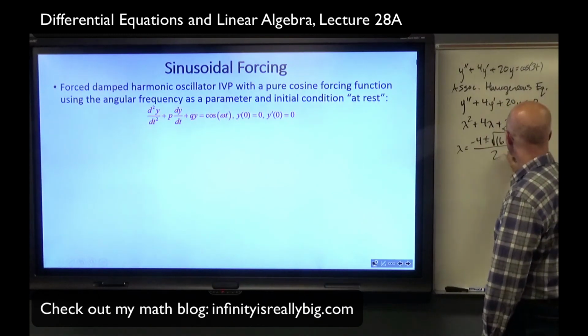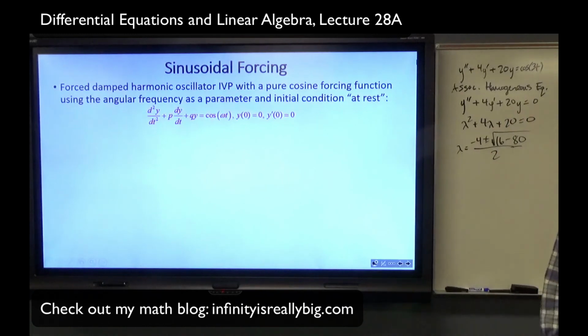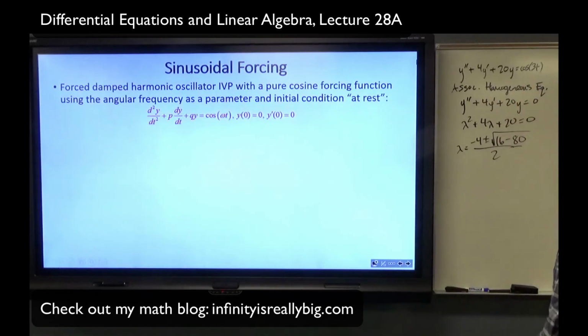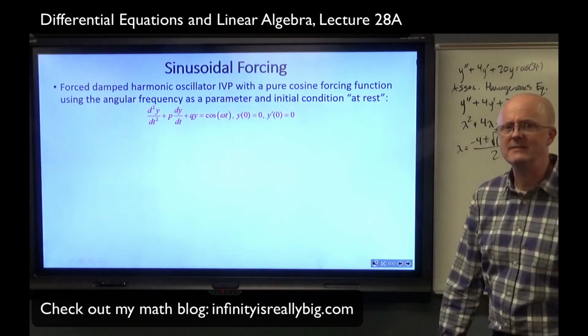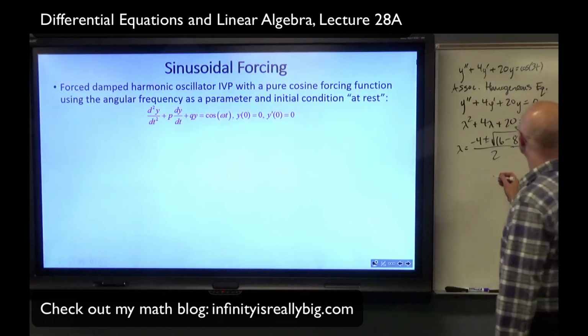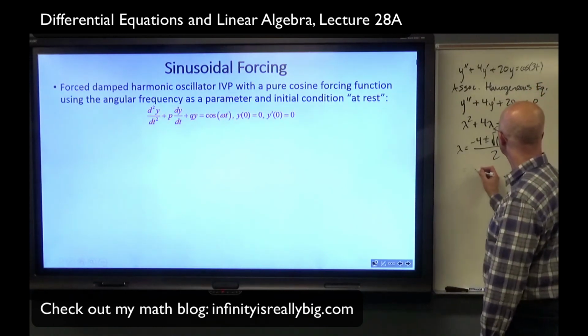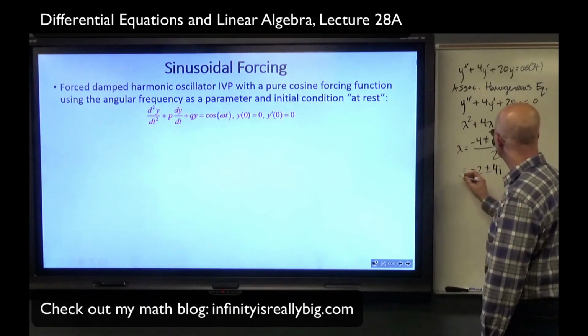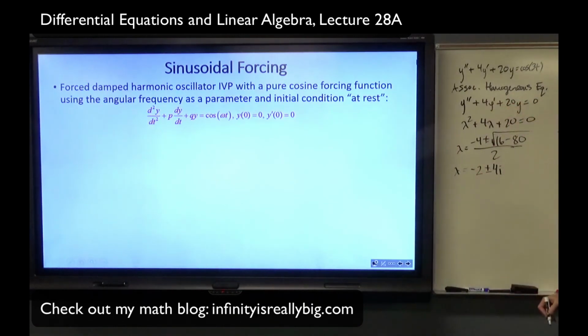And you quickly see that because we have a negative number under the square root, we've got complex number eigenvalues. I didn't have to do it that way, but I wanted to. This didn't have to have complex eigenvalues. 16 minus 80 is negative 64. The square root of negative 64 is 8i, where i squared is negative 1. So this becomes an 8i here. Divide everything by 2, I get negative 2 plus or minus 4i. Those are the two eigenvalues for this scalar equation.